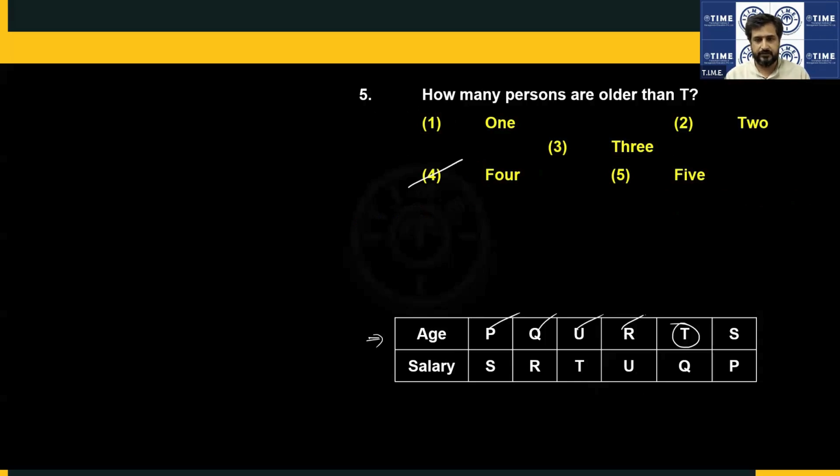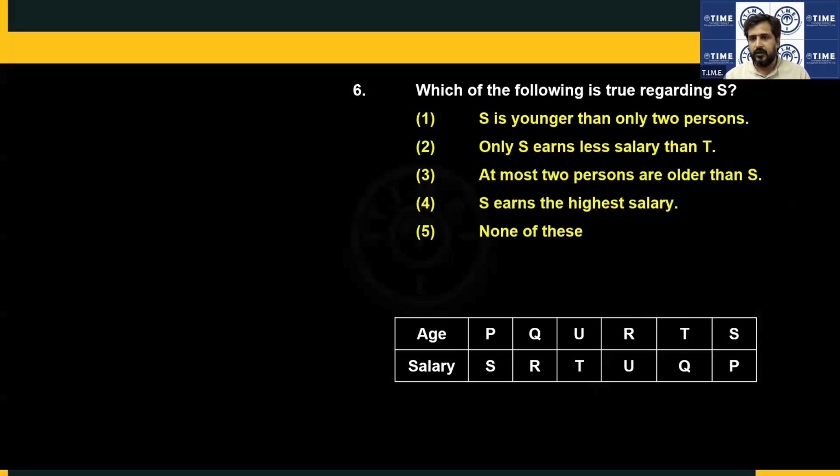Okay. Next. Which of the following is true regarding S? S is younger than only 2 people? No, actually S is younger than 5 people. Not the first option. Only S earns less salary than T? Actually S earns more salary than T. Not the second option. At most 2 persons are older than S? Actually 5 persons are older than S. Not the third option. S earns the highest salary. Choice 4 is the correct one.